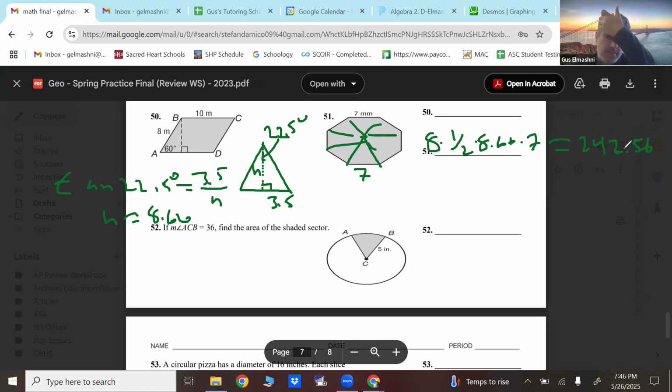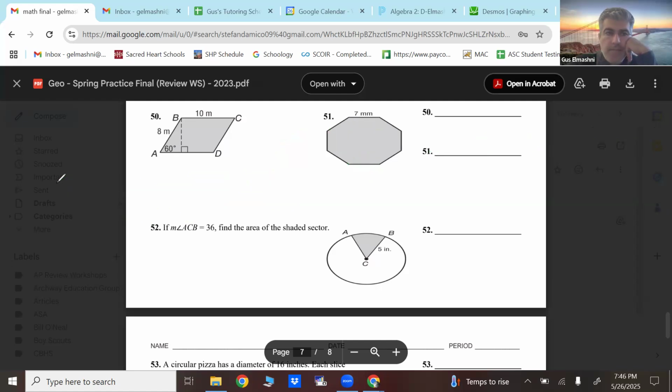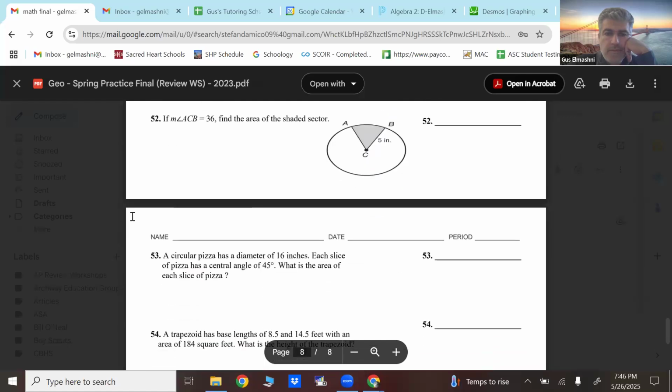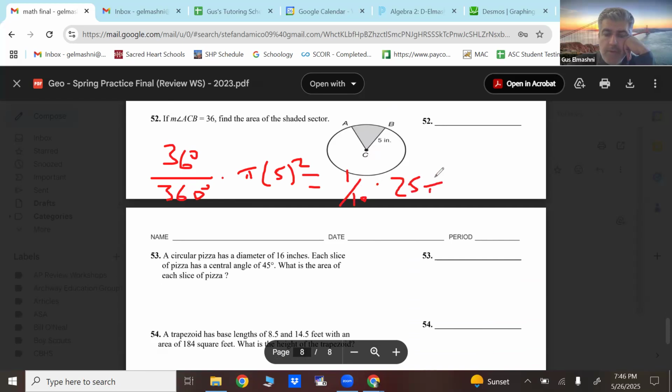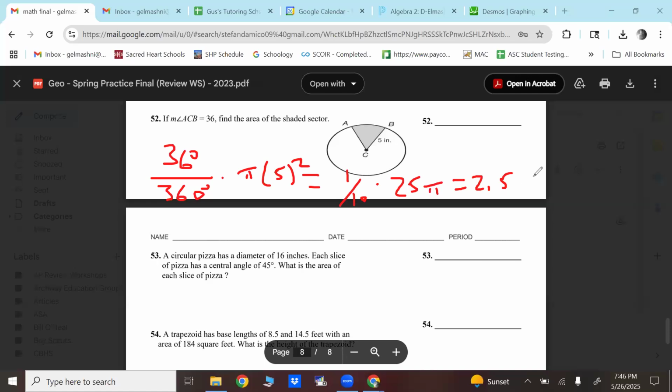Okay. So if ACB is 36 degrees, you do that over 360 to get what fraction you're dealing with, times the area of the circle. So 1/10 times 25 pi, which is 2.5 pi, or 5 pi over 2.